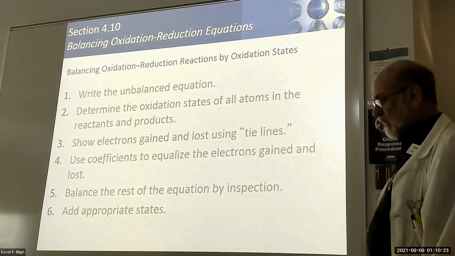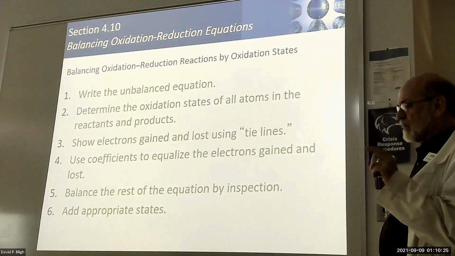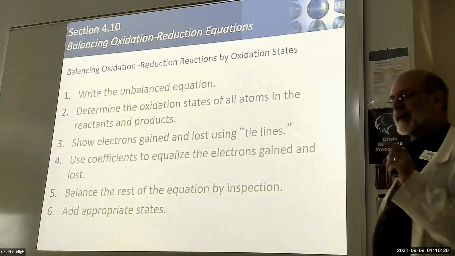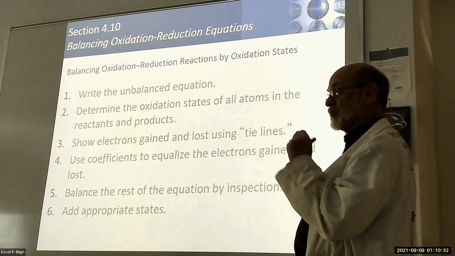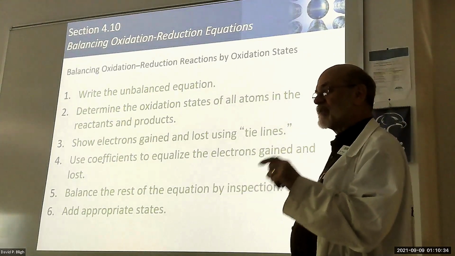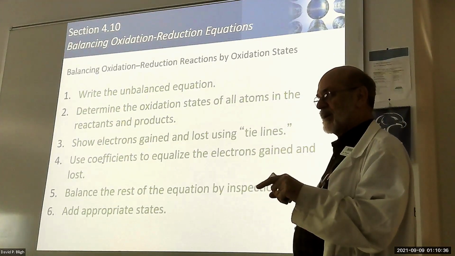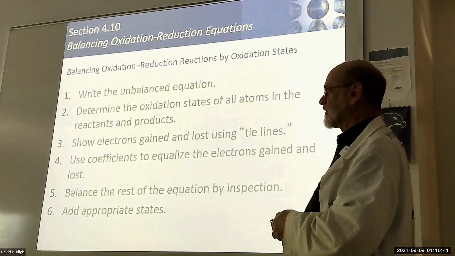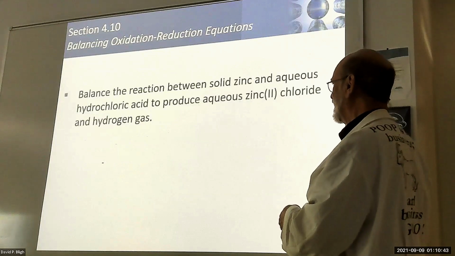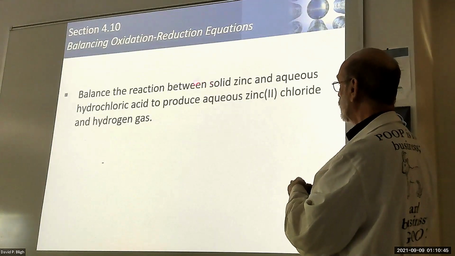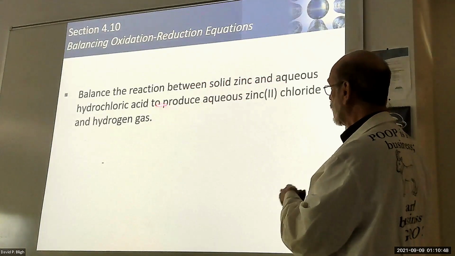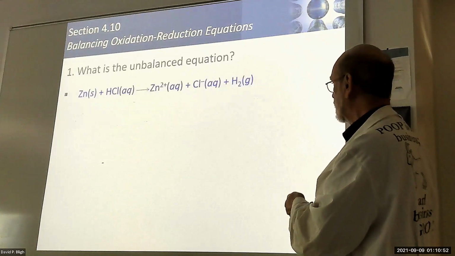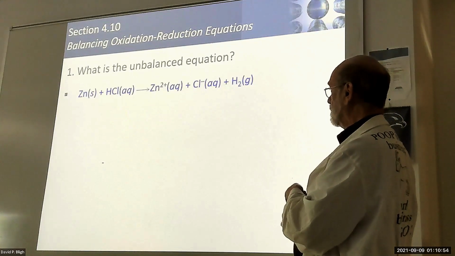So this is one of those balancing schemes where if you've got a redox reaction, you want to take advantage of the fact that electrons are being transferred and balance the electrons first, then finish it off. That's what all that says. So if we balance the reaction between solid zinc and aqueous hydrochloric acid to produce zinc chloride and hydrogen gas, what do we have?